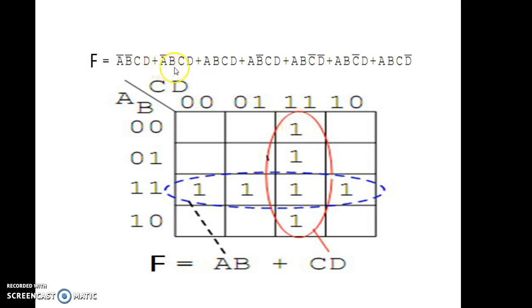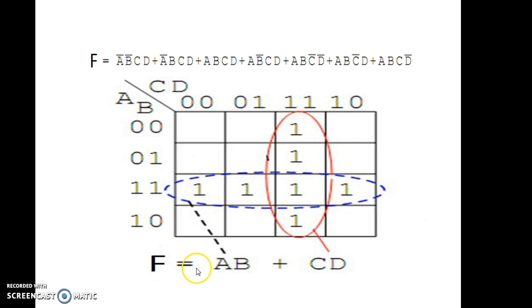Next one, A bar B C D. So here we have marked it as 1. The same way we have marked the remaining ones. Here we have to group. There is a possibility to group quads and pairs. So we have to group quads vertically and horizontally.